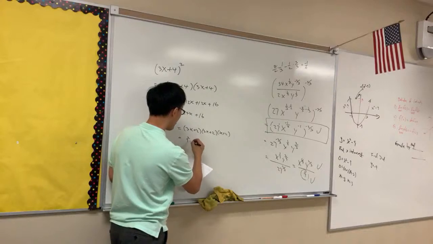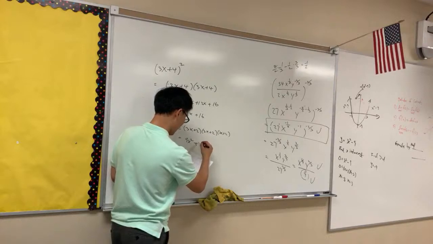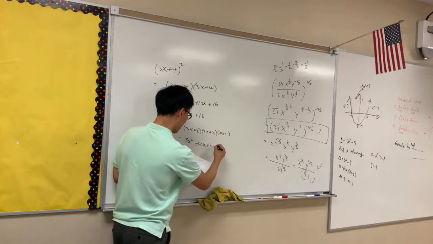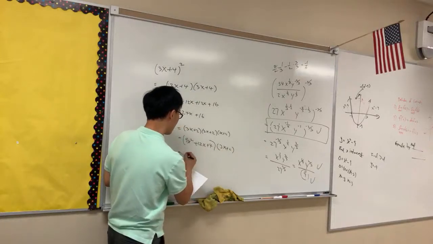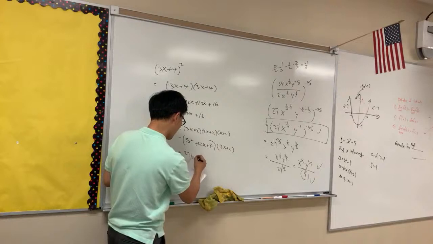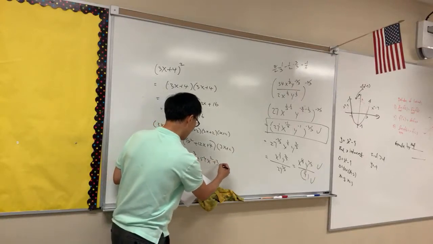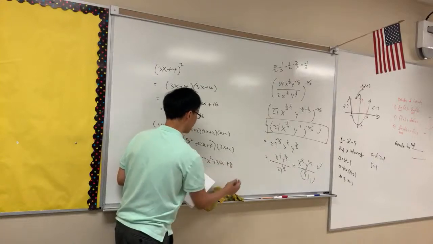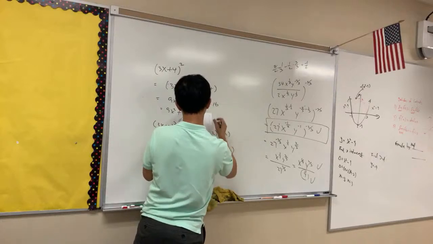That's fine. 9x squared plus 12x plus 4, and multiply together with 3x plus 2. And write it out, it's going to be 27x to the 3rd plus 54x squared plus 36x plus 8. So this one's worth 1 point.